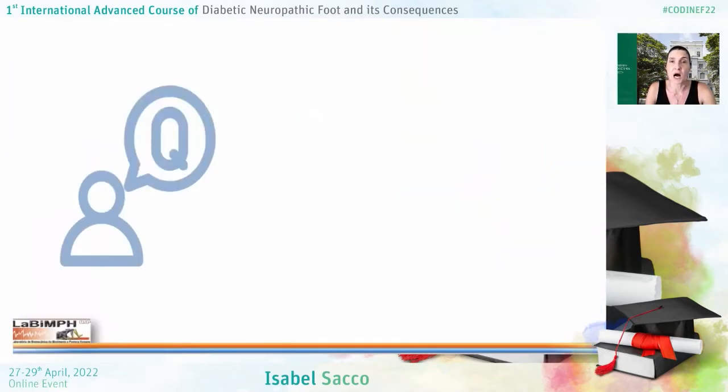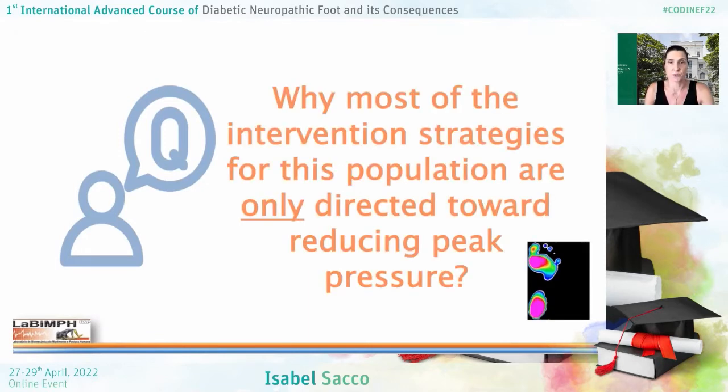Then, having in mind all those musculoskeletal alterations, we should ask ourselves why most of the intervention strategies for this population are only directed toward reducing peak pressure and not targeting the main causes of pressure alterations and foot rollover impairments.